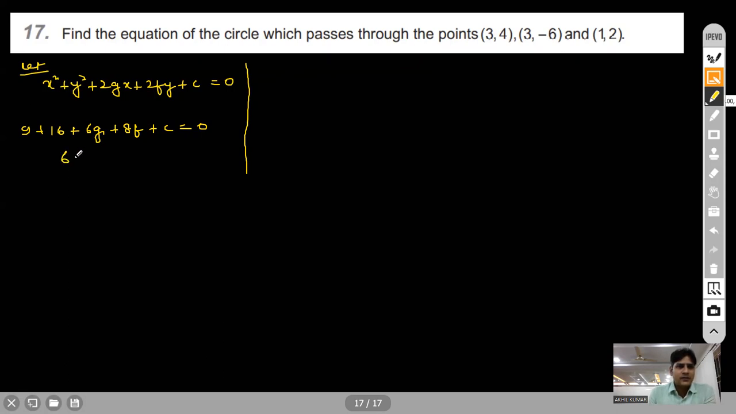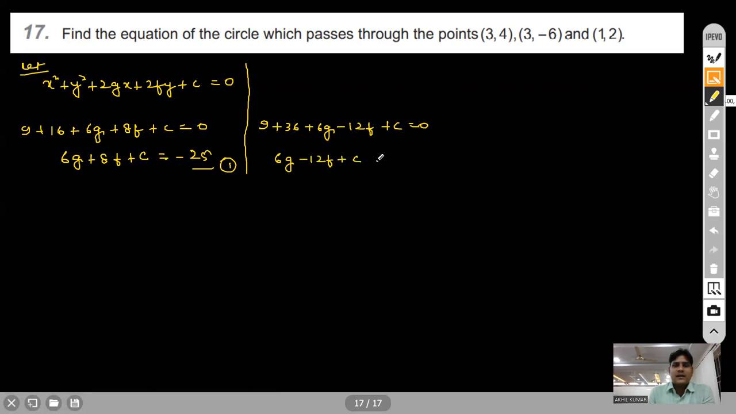Further we can simplify it, no? So this will be 6g plus 8f plus c equals to minus 25, that is minus (9 plus 16). Let me put it as equation 1. And the second point will also satisfy it. So this will be 9 plus 36 plus 2g into 3, that is nothing but 6g, and 2fy means minus 12f, plus c is equal to 0. So this will be 6g minus 12f plus c is equal to minus 45. Let's consider it as equation 2.